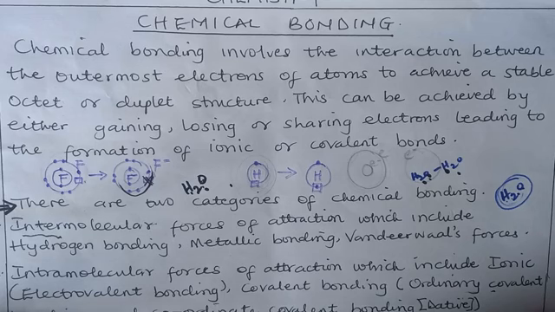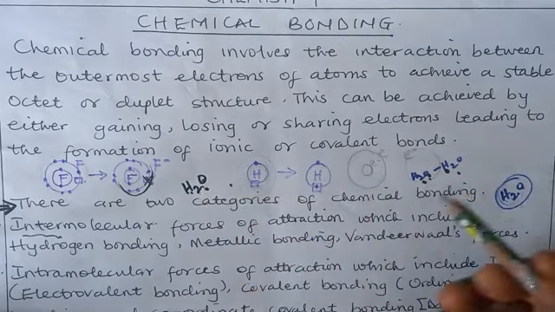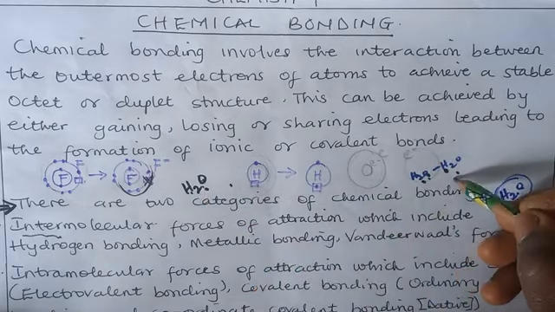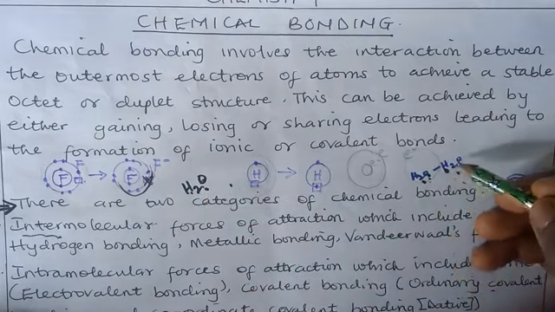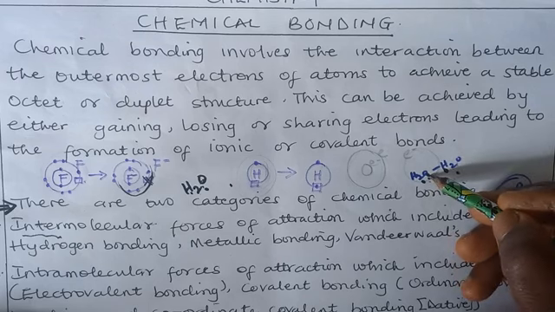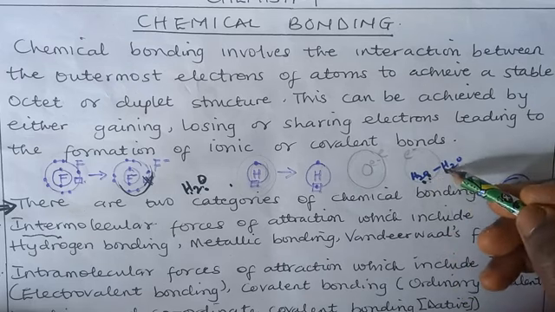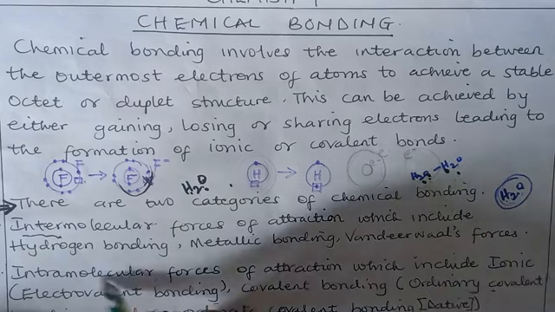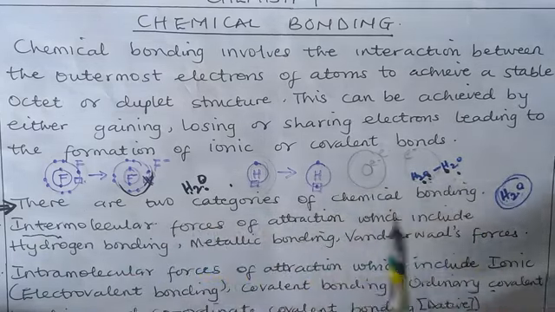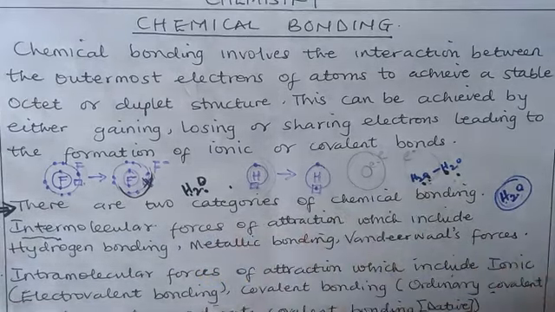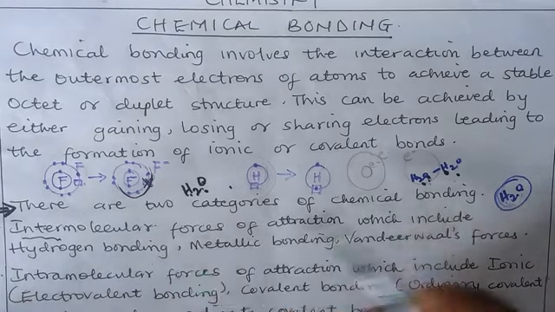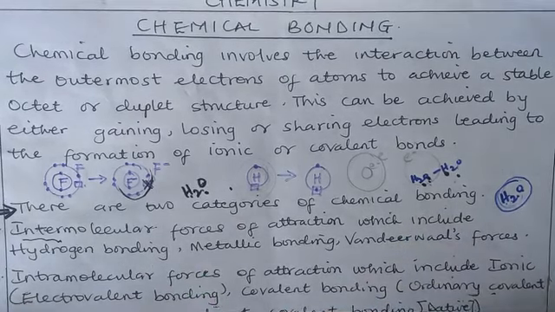There are 2 categories of chemical bonding. We have the intermolecular forces of attraction. This one is between one molecule and another molecule. That's why we call it inter. Between a molecule of water and another molecule of water, the oxygen of water here, H2O, reacts with the hydrogen of another water molecule, resulting into intermolecular forces of attraction, that is, bonding between one molecule and another molecule. Examples of these are hydrogen bonding, metallic bonding, and van der Waals forces.